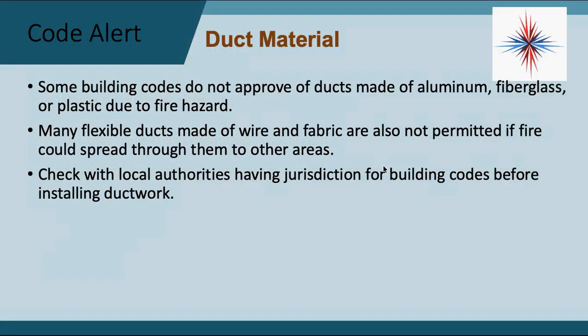Some building codes do not approve of ducts made of aluminum, fiberglass, or plastic due to fire hazard. Many flexible ducts are made of wire and fabric that are also not permitted if fire could spread through them to other areas. You have to always check with the local building code. Local building officials are called the authorities having jurisdiction. That's a standard term in the International Building Code. In other words, check with your building office before installing ductwork. Once you're used to an area, it rarely changes, but you do have to check.